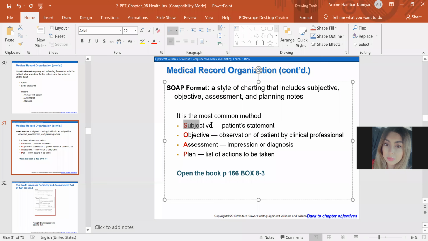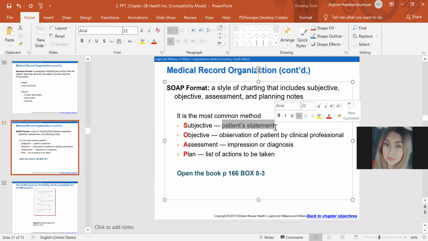So what comes first in SOAP format? Subjective, the patient statement. You remember, a symptom is subjective, a sign is objective. In the S part, you write what the patient tells you. So the patient came to our office complaining of headache, pain in the joints, nausea, this and that. Then comes the objective part. You write the observation of the patient by you and by the doctor. In objective you put vital signs, blood pressure, temperature, lab records.